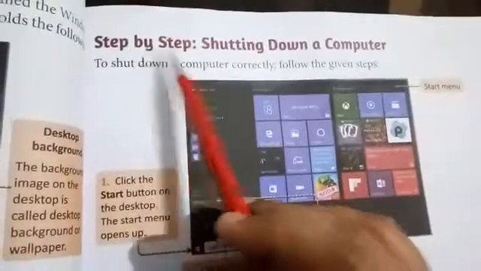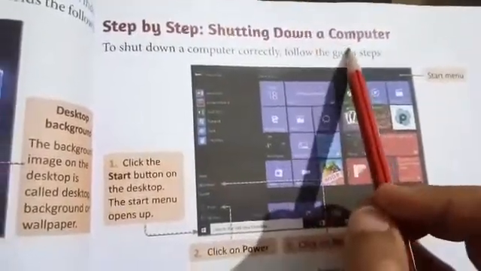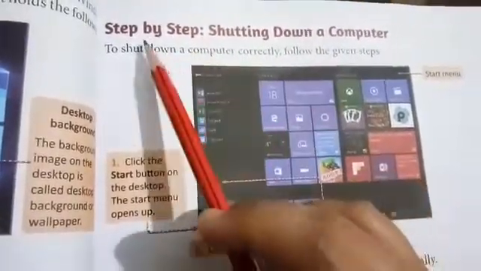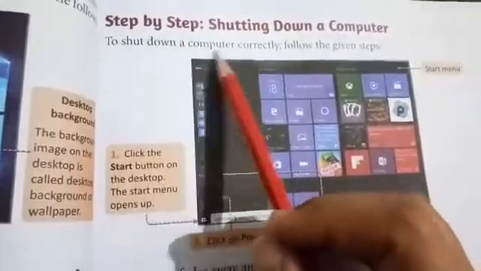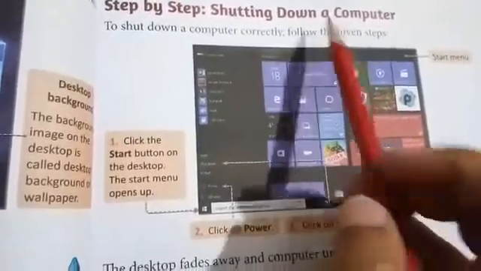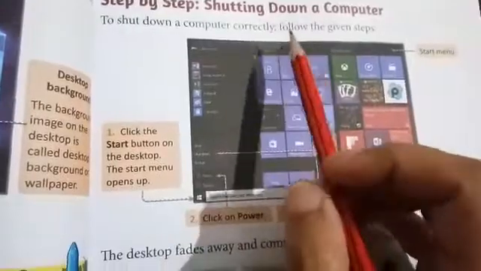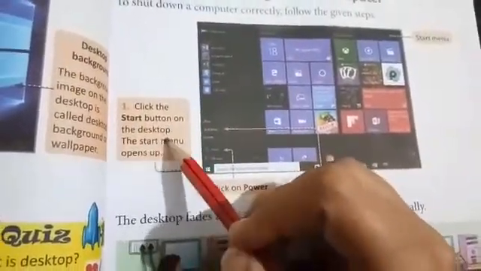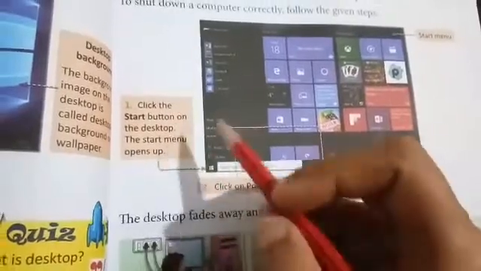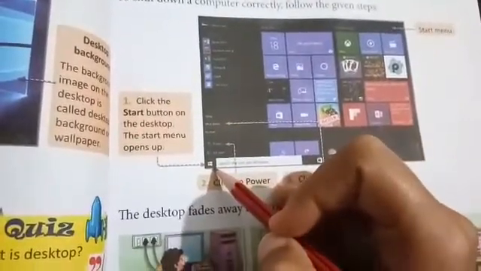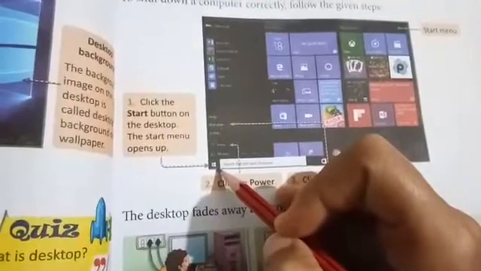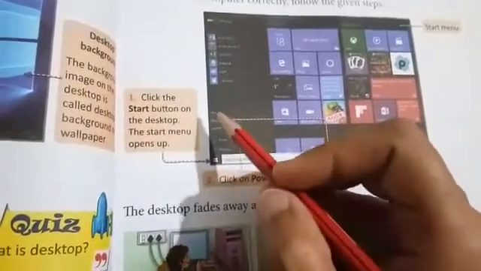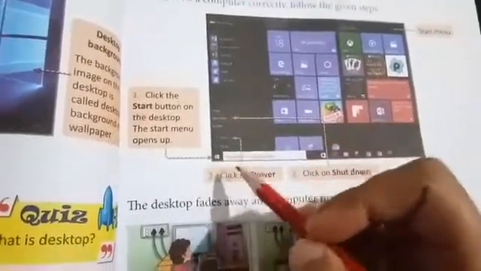Now we will study step by step shutting down of a computer. How we are shutting our computer step by step. To shut down a computer correctly, follow the given steps. So for this also we have to follow certain steps. In step 1 we have to click the start button. On the desktop the start menu opens up. When we click on the start button, the start menu will open up.